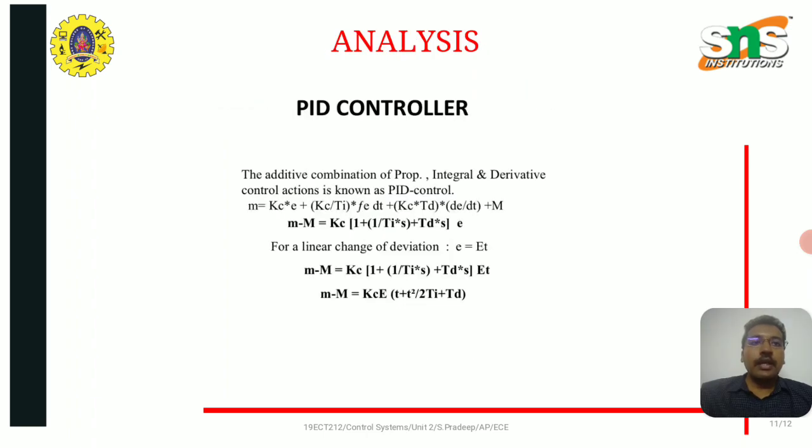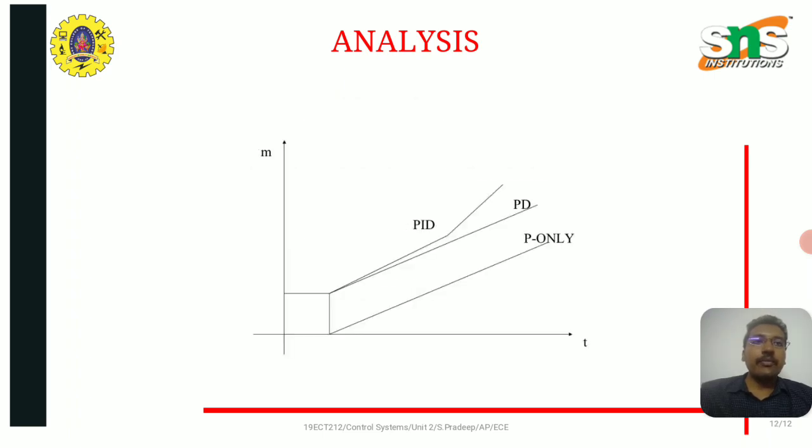Analysis. The additive combination of proportional, integral and derivative control actions is known as the PID controller and is given by M equal to Kc times e plus the integral of e divided by Ti plus Td times de by dt. The graph shows the difference between PD and PID controller.